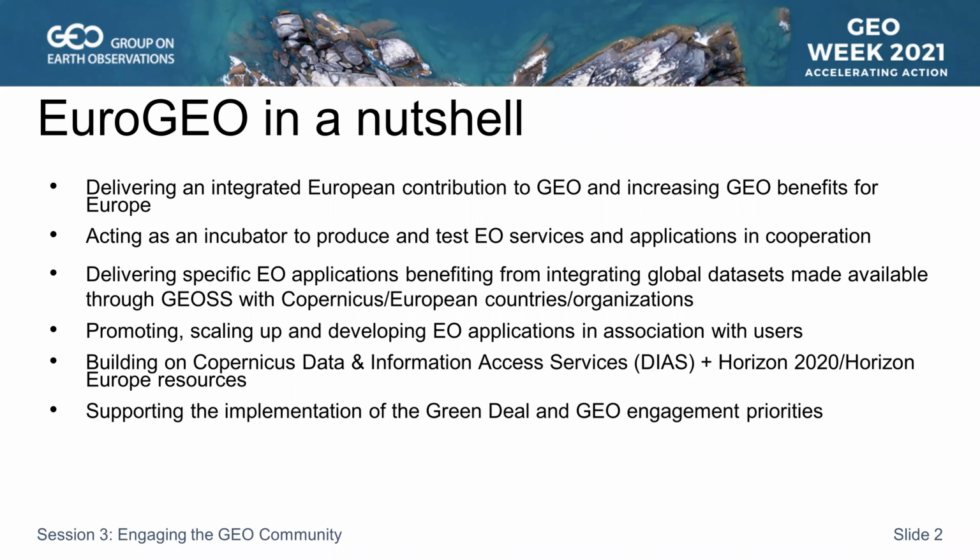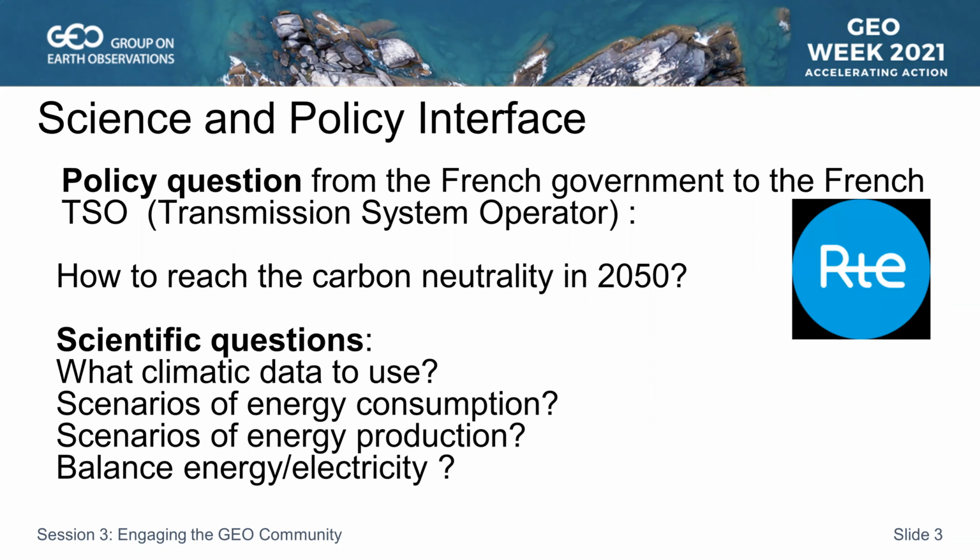So the science and policy interface question we had here came from a policy question to the French government, to the French TSO. The question was how to reach carbon neutrality in 2050. So we have a series of scientific questions that are directly coming from this hard question. What climatic data should we use? What are the scenarios for energy consumption, for energy production? And what, at the end of the day, will be the mix that we should set up, combining renewable energy, nuclear power, carbon-free system.